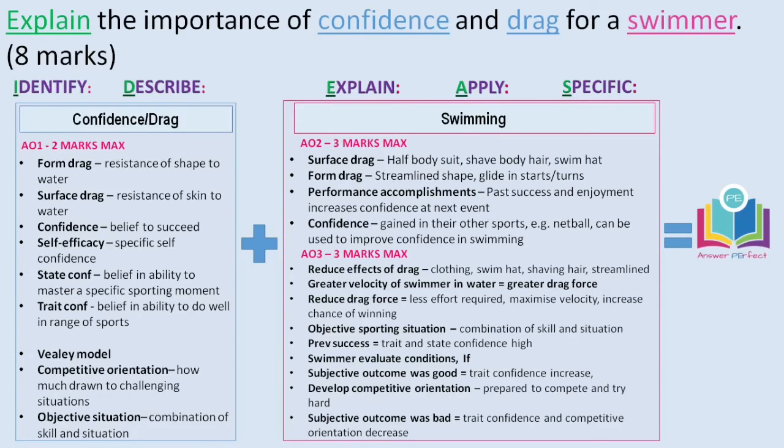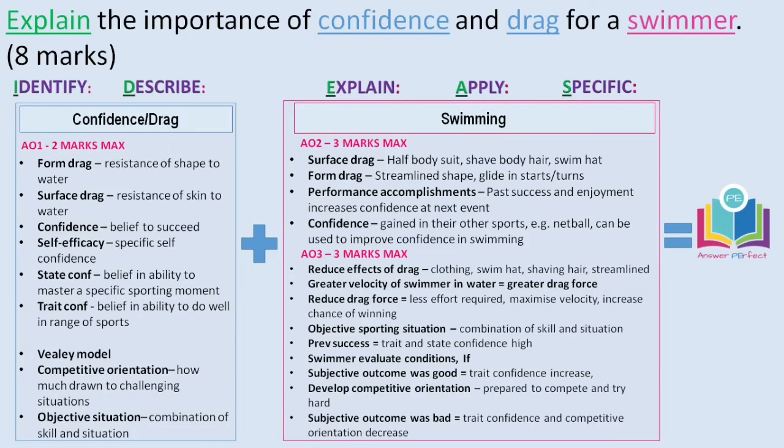We've said some specific examples to a swimmer for confidence and drag. We've also at the start of the question said how or what the key terms were for everything we could think about for confidence and drag. Now remember, when you do your answer, so when you're creating the perfect answer, remember your ideas. Start with your identify and describe. So identify your key terms and describe them. That's your AO1, your knowledge.